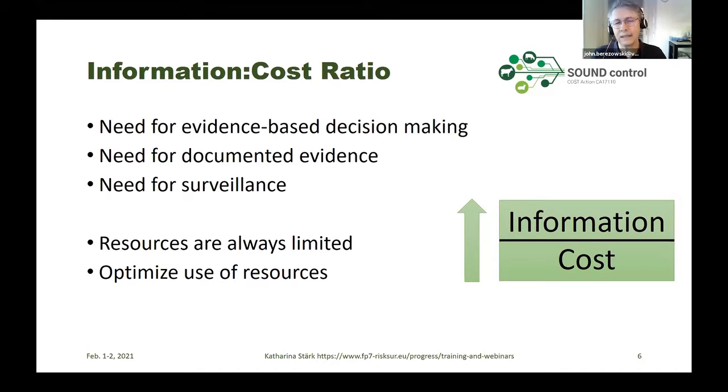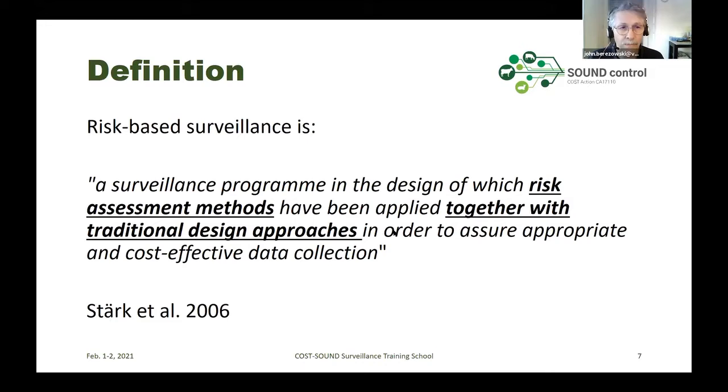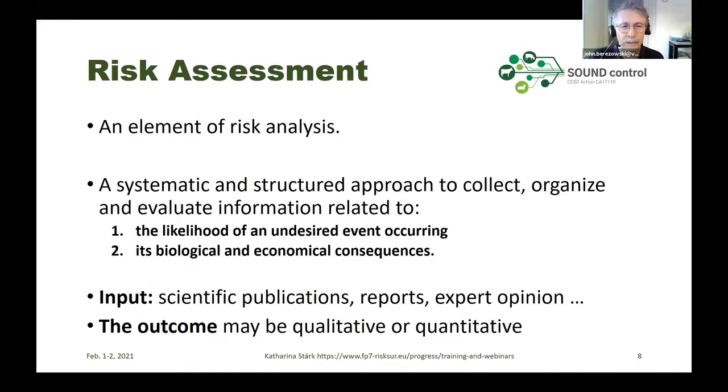There is a need for evidence-based decision-making, and we talk about that more and more, and that evidence comes from surveillance. We need not just surveillance information, but documented evidence. So all in all, that calls for an increase in surveillance. But as I said, the resources are always limited, so we aim to increase the ratio of information to cost so that we get more information for less cost. So the definition for risk-based surveillance is a surveillance program which uses risk assessment methods together with traditional design approaches. You don't usually see risk assessment methods alone, but they're most usually combined with traditional approaches. So the two together are used to design data collection and surveillance.